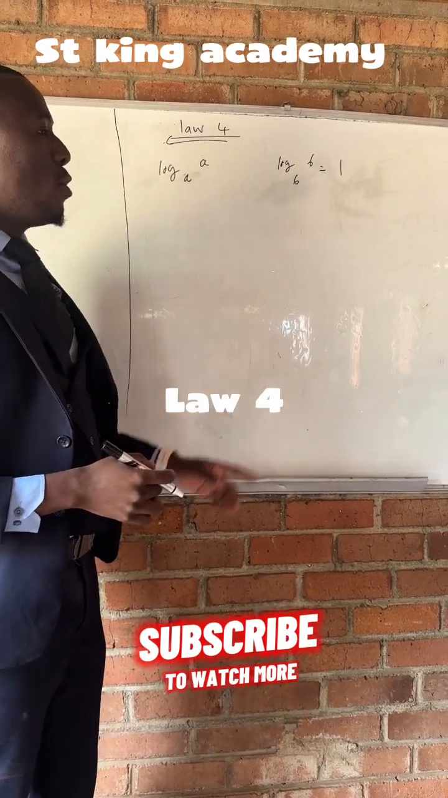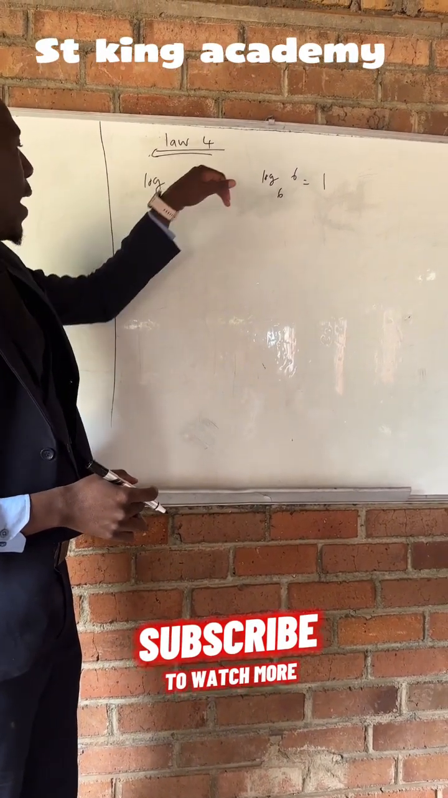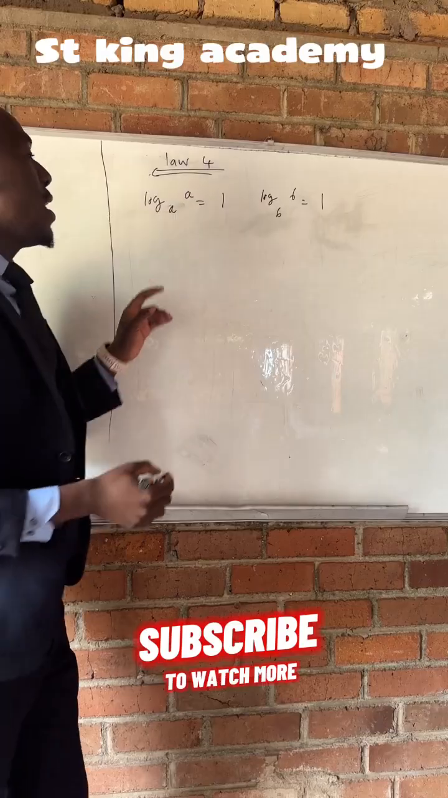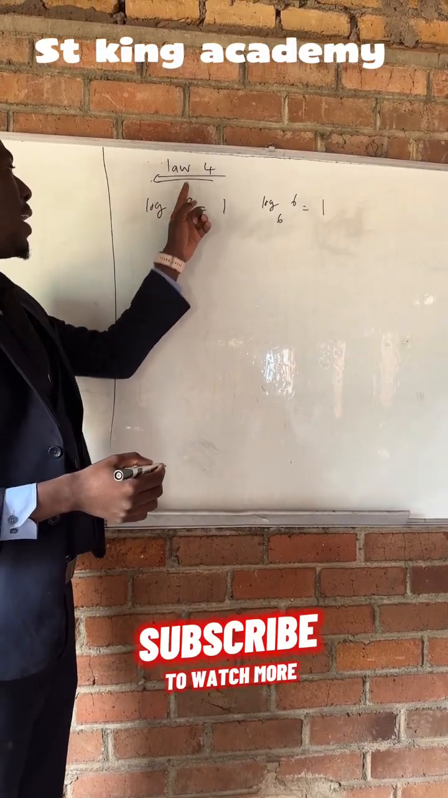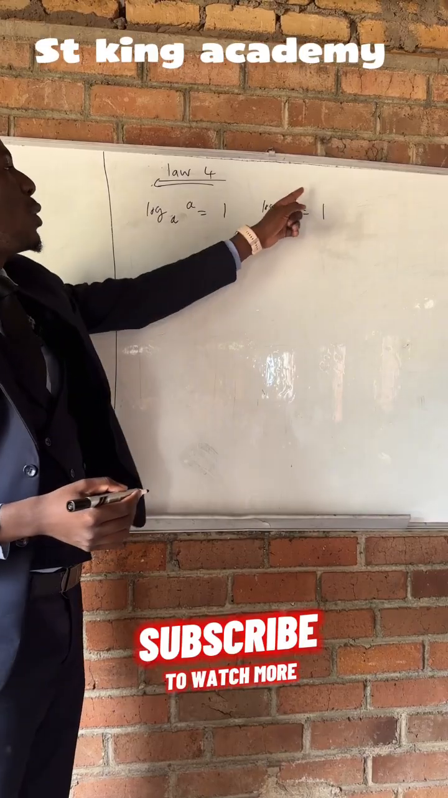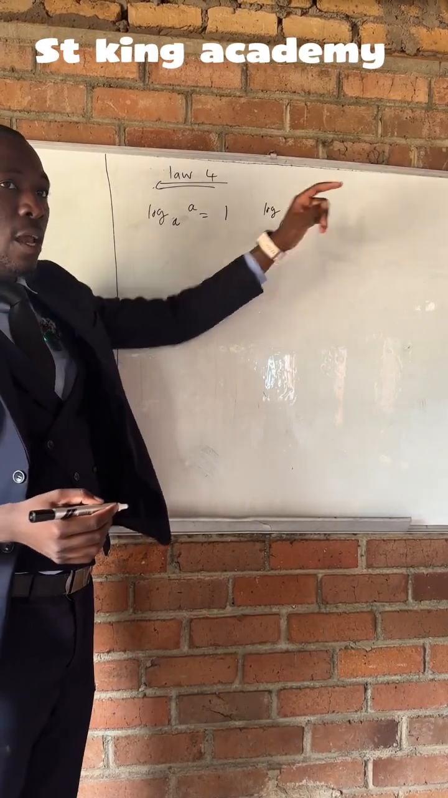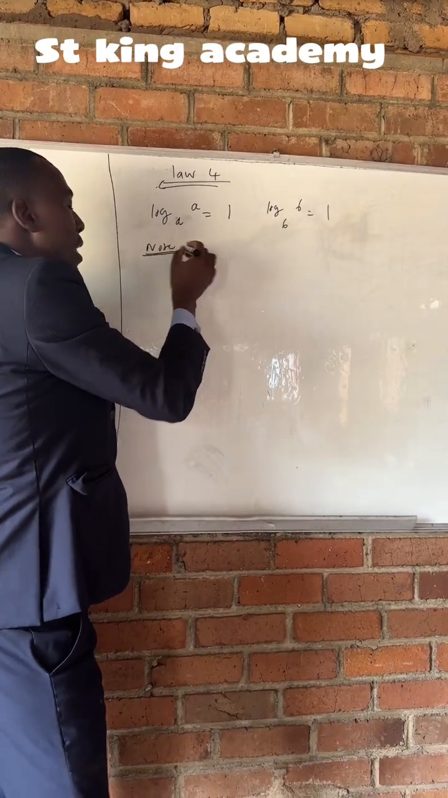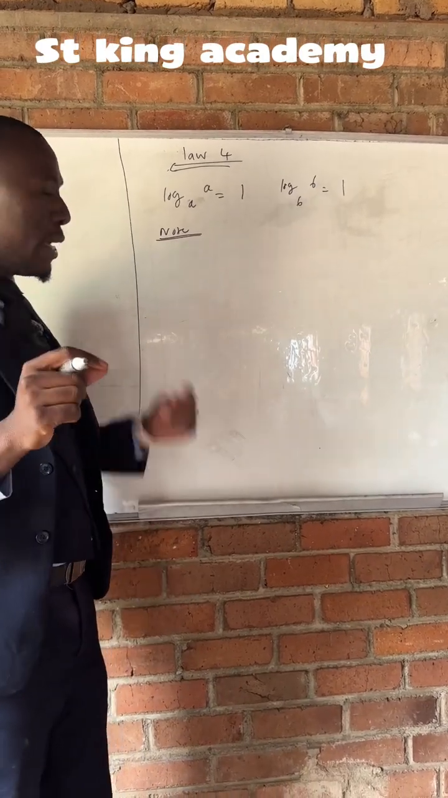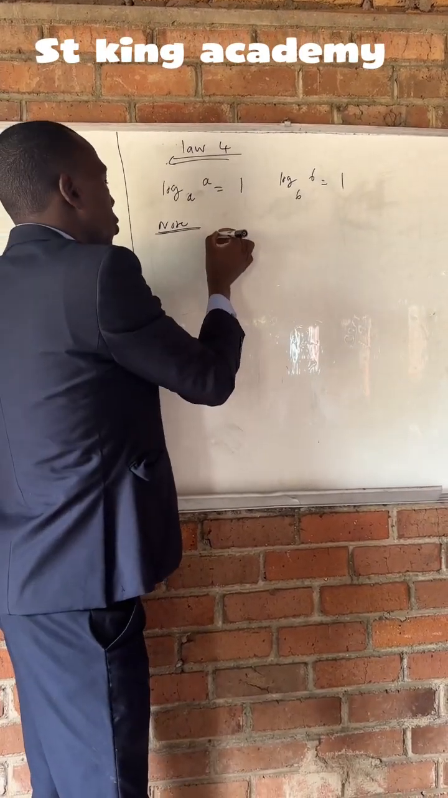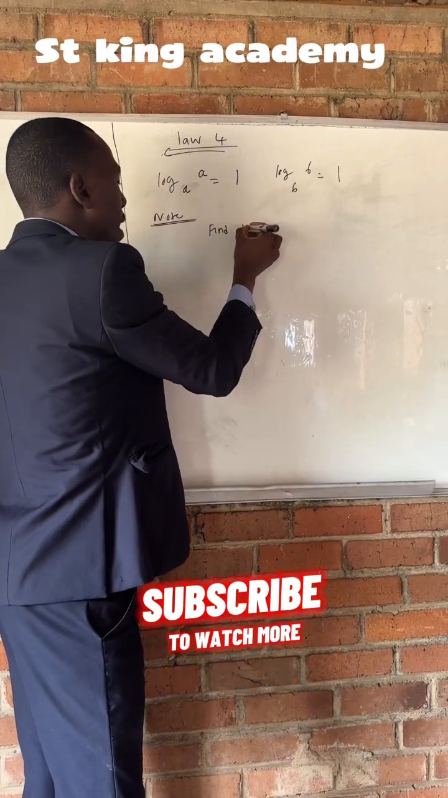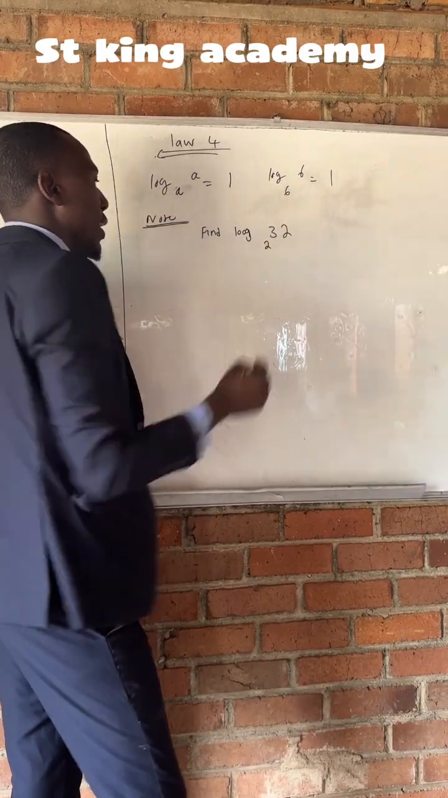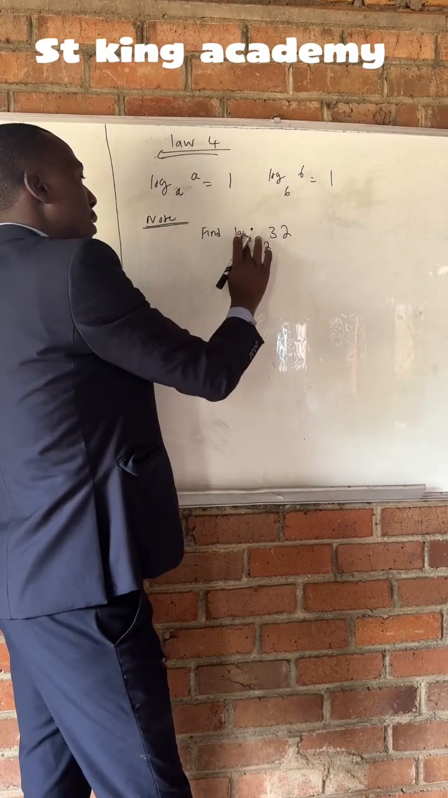Thank you. So we are on law number 4 on logarithms. Given that log A base A is equal to what? 1. If the log and the base are the same, we get 1. For example, log 6 base 6, we get 1. Okay, and always note that if a number has no base, it means it is in base 10. So you are asked to find log 32 base 2.